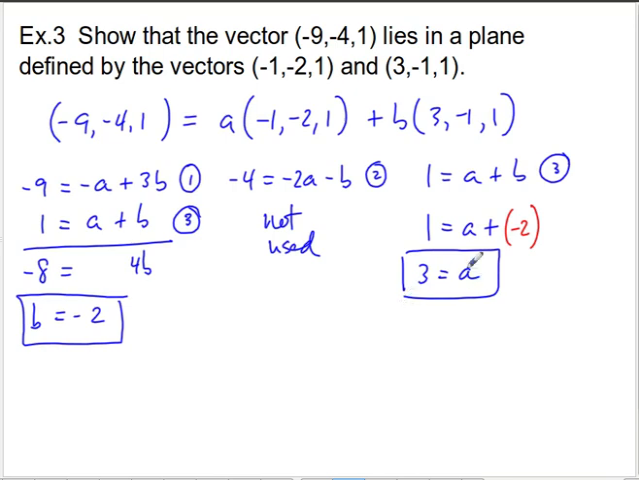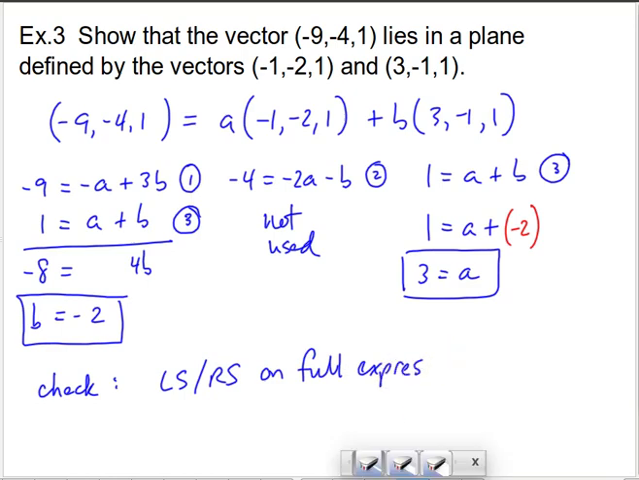Now, these have to work for all values of x, y, and z. So I must perform a check here. Because in particular, I haven't even tested this for this middle equation. So the best thing to do is just to go back and do a left side, right side on my full expression or my full equation.